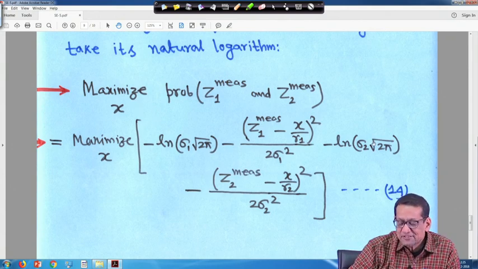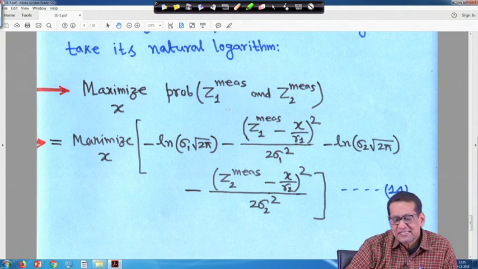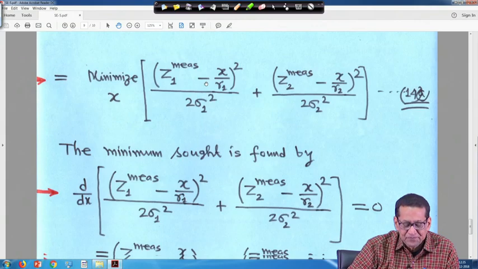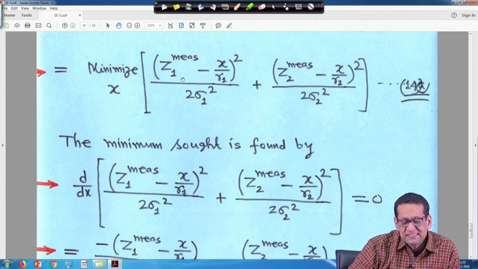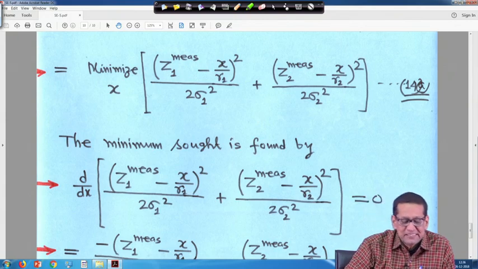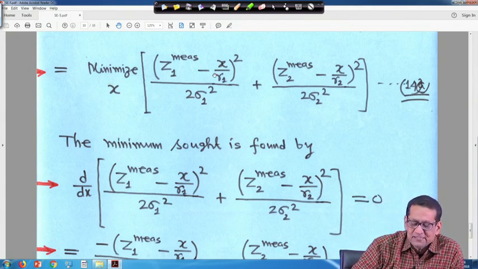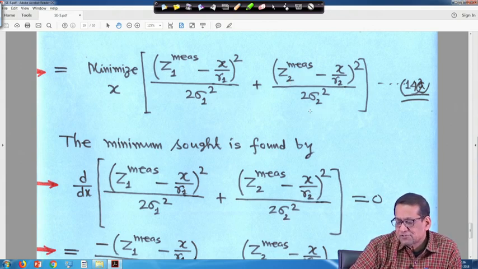So, this term and this term are constant and same as before. We want to maximize x. So, there is a minus sign before these terms, and this term will be added, and we will minimize this term so that we get the x estimated value. Therefore, the minimum is found. That means you minimize, as I told you before also for the single ammeter case, this function, for which you will get the estimated value of x: (z1 measure minus x upon r1) whole square upon 2 sigma 1 square plus (z2 measure minus x upon r2) whole square upon 2 sigma 2 square.